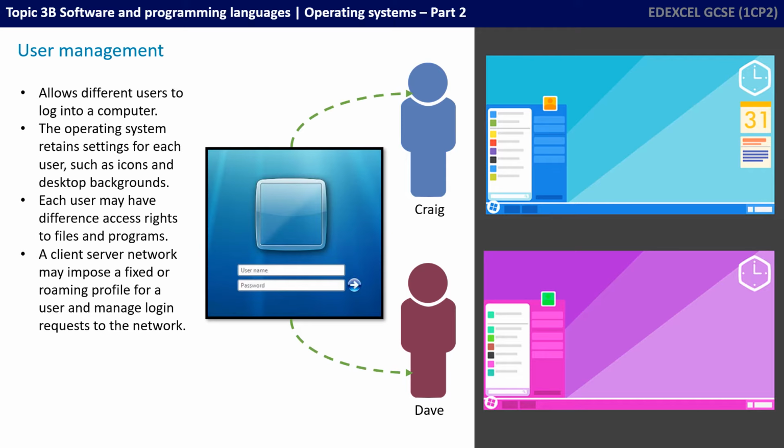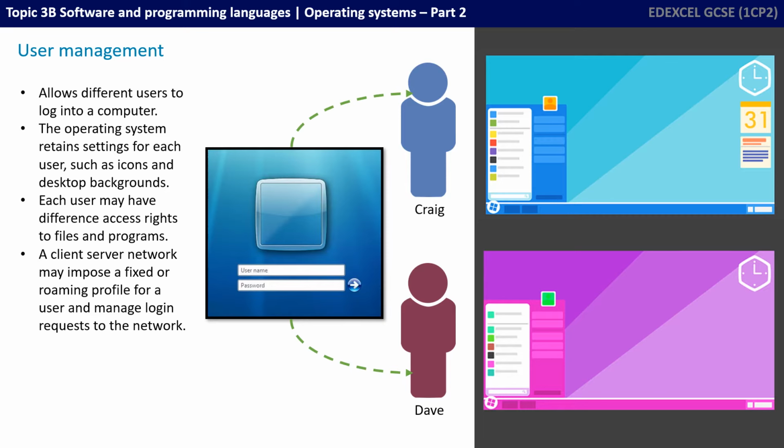Modern operating systems allow for more than one user to log in to a single computer. And when they do, they have their own preferences and settings. Here in the illustration, we see the settings for one user. They've got a blue theme. And when another user logs on, you can see they've got a purple theme. Each user may also have different access rights to files and programs.